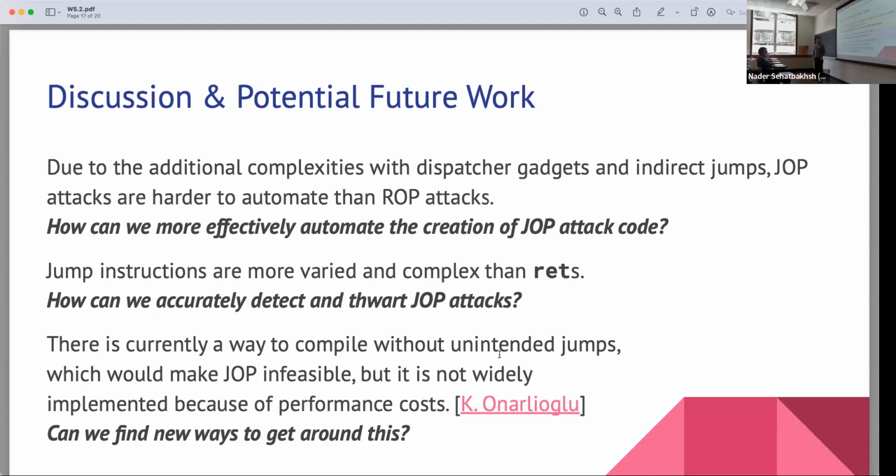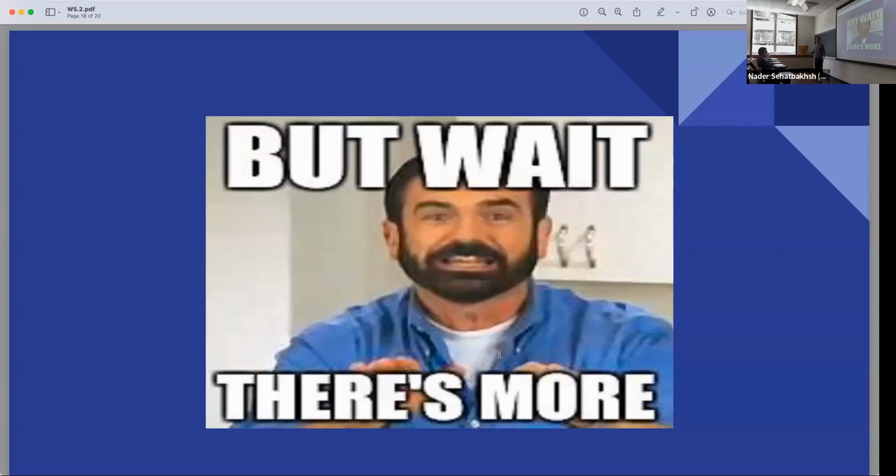And lastly, there is currently a way to compile without the unintended jumps, which would make the jump-oriented programming attack infeasible, but it's not widely used because of massive performance costs and overhead. So another question would be, can we find new ways to get around this? But wait, there's more. Next slide.